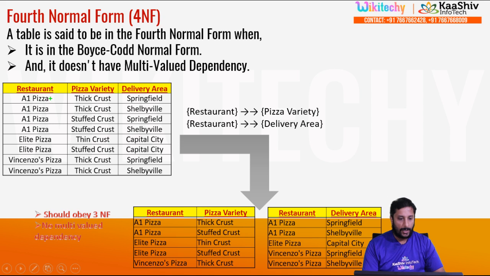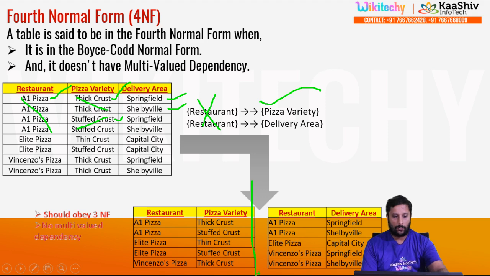See, A1 pizza is here, A1 pizza is here. So all this data is the same, it has thick crust and stuffed crust and is located in Springfield and Shelbyville. So this has a multi-valued dependency. In that case, divide the table like this. That's your fourth normal form.